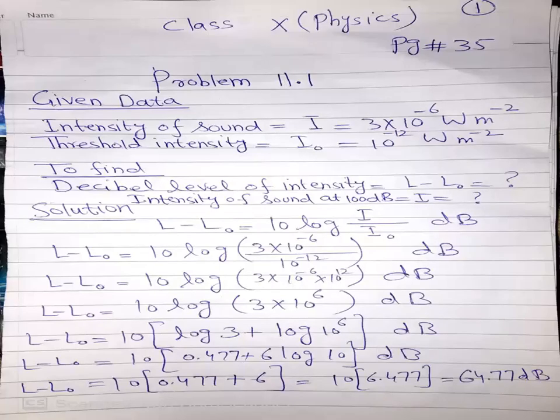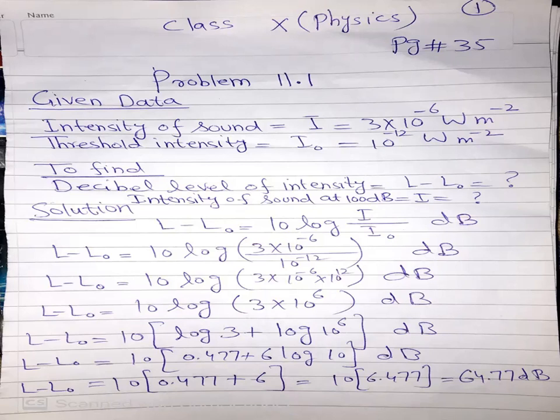Problem 11.1 is on page number 35. If you open the 10th class physics book, page number 35, you will find these problems. So I am reading the statement of problem 11.1 first for you. 11.1. A normal conversation involves sound intensity of about 3 into 10 raised to the power minus 6 watt per square meter. What is the decibel level for the intensity? What is the intensity of the sound for 100 dB?